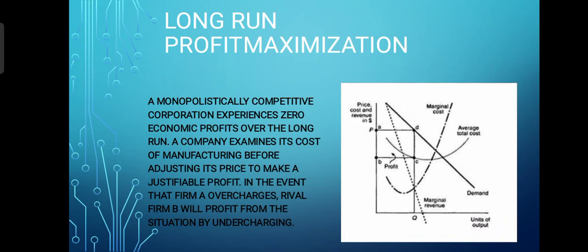Long run profit maximization. A monopolistically competitive corporation experiences zero economic profits over the long run. A company examines its cost of manufacturing before adjusting its price to make a justifiable profit. In the event that firm A overcharges, rival firm B will profit from the situation by undercharging.